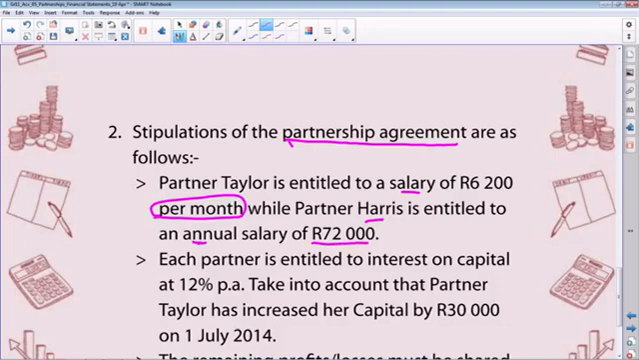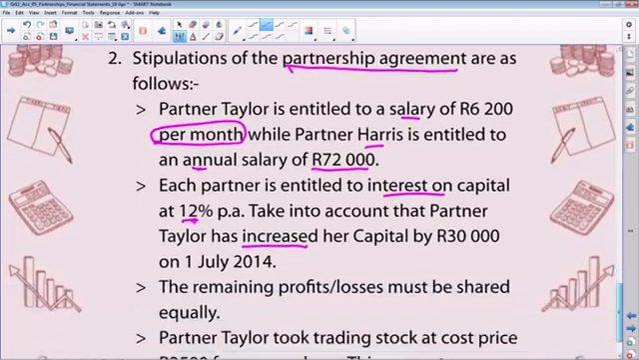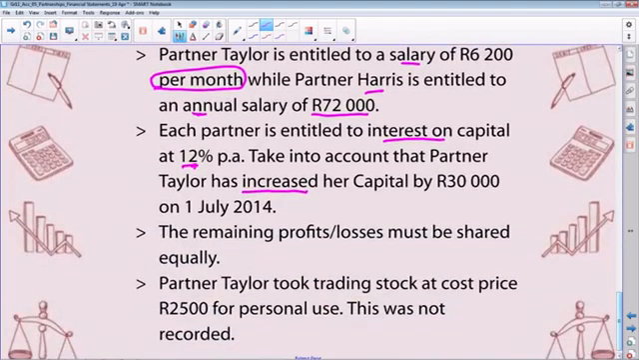Okay, next bit of information. Each partner is entitled to interest on capital at 12% per annum. Take into account that partner Taylor has increased her capital by 30,000 Rand on the 1st of July 2014. So we'll obviously look at that information further. The remaining profit and losses must be shared equally.